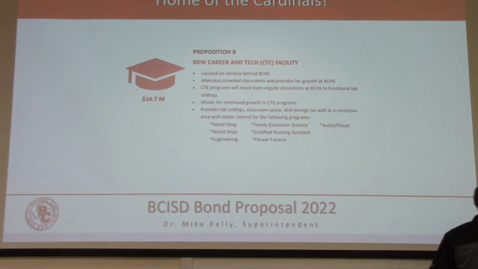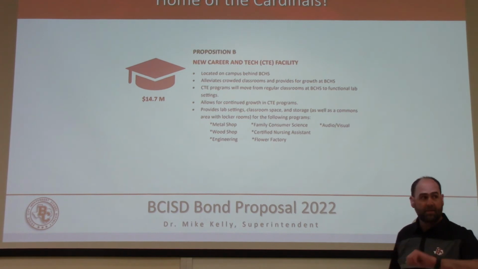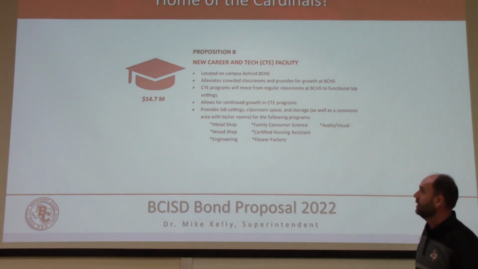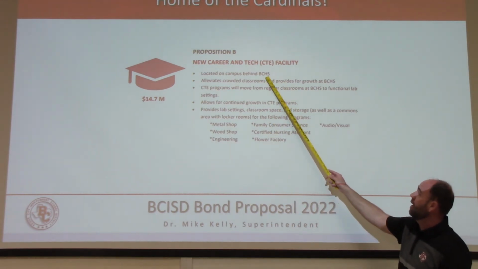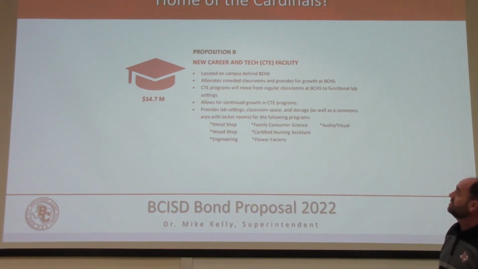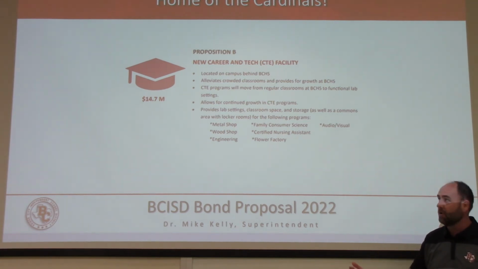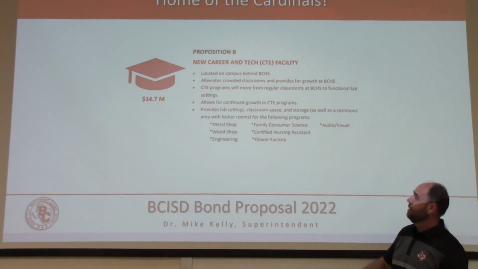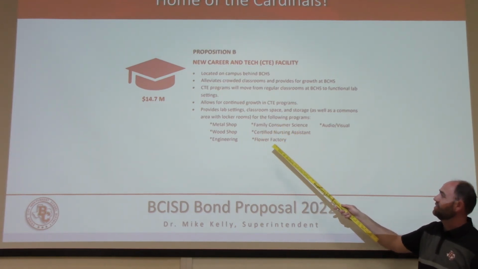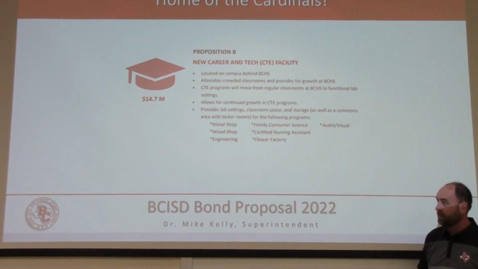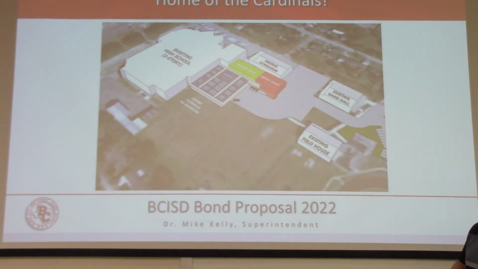Proposition B, CTE Center, $14.7 million. Hang with me, we are getting really close to the end. Located right behind the middle school campus, high school campus, alleviates the crowded classrooms, we've talked about that, allows for continued growth in our programs, and houses metal shop, wood shop, engineering, family consumer science, certified nursing assistant, flower factory, audio visual. Let me show you what that looks like.